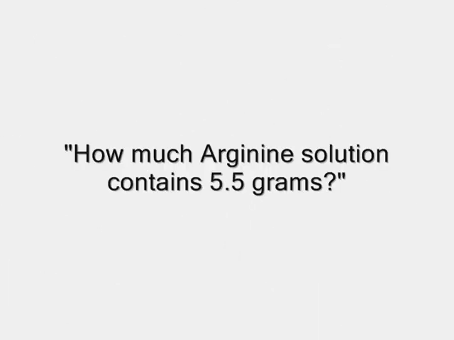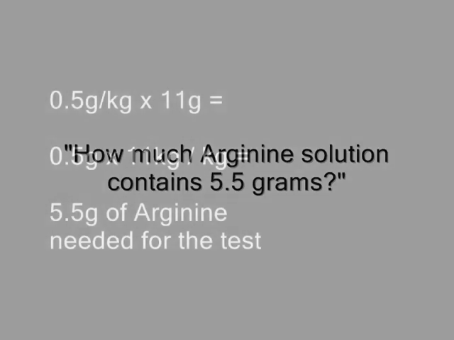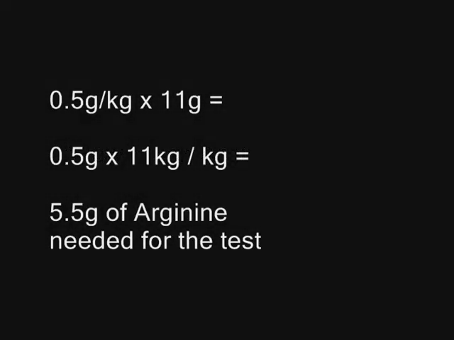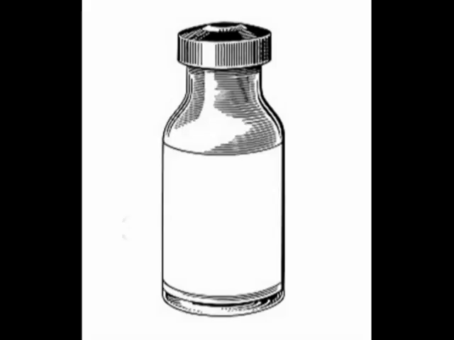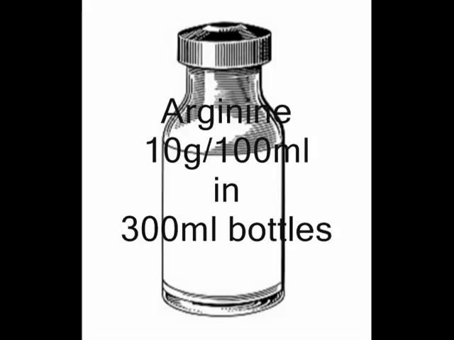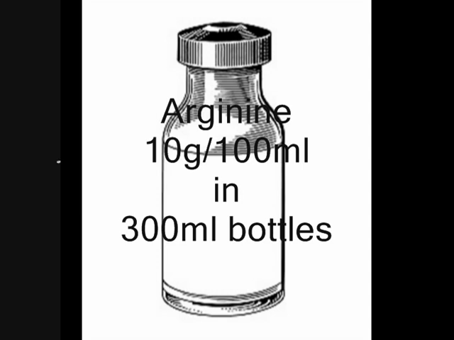Now we need to answer the question, how much arginine solution contains 5.5 grams? The problem above states that arginine injection is supplied in a solution that contains arginine 10 grams per 100 milliliters in 300 milliliter bottles. Right away we see that 100 milliliters of solution contains 10 grams, which is more than the required dose, so much less than one bottle is needed for the test.